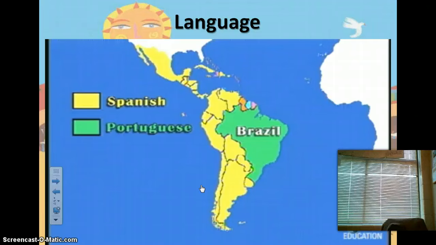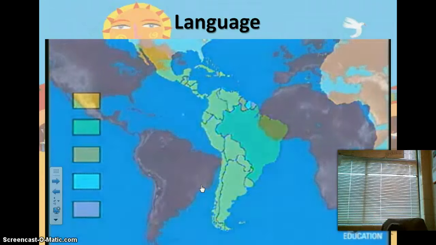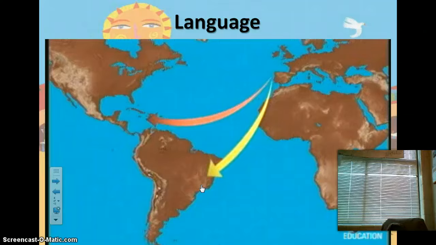Portuguese is the language of the huge South American country of Brazil. Other European languages spoken in the region include French, Dutch, and English. All of these languages were introduced to the region after it was discovered by Europeans in 1492.